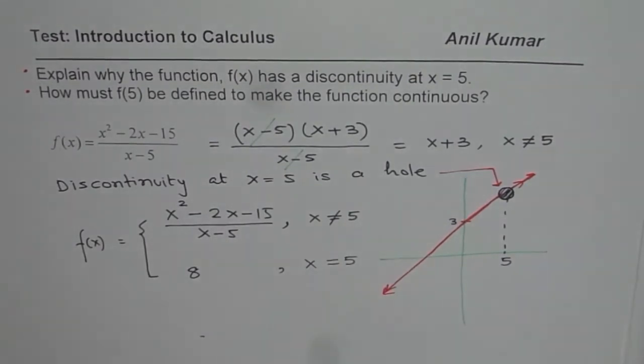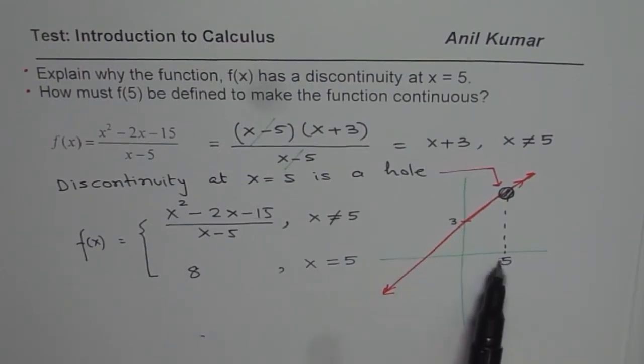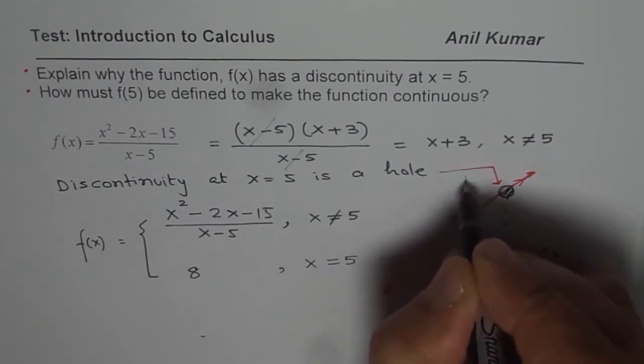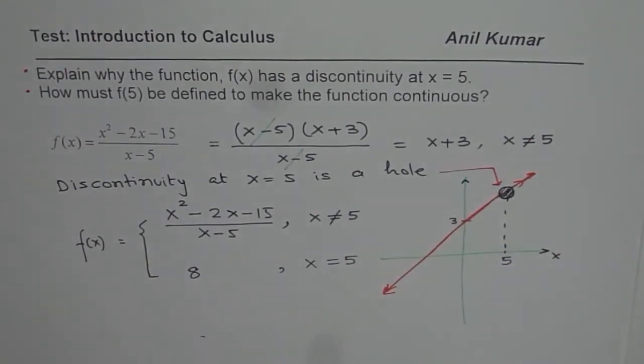Since the type of discontinuity was a hole, it could be plugged in. So that is kind of important, by defining another function which is valid for x equals 5 in this particular case, correct? I hope that helps you to understand in better depth the chapter about continuity. Thank you and all the best.